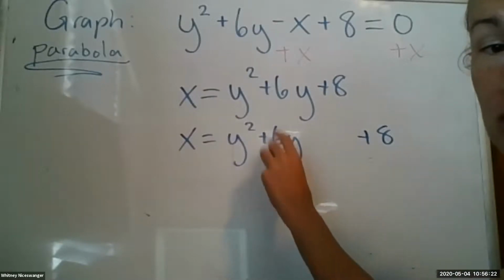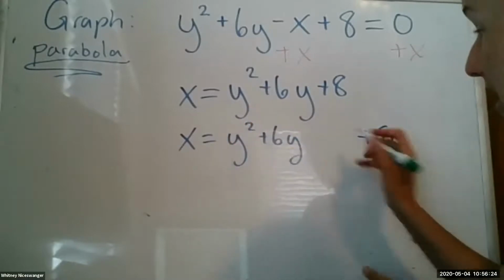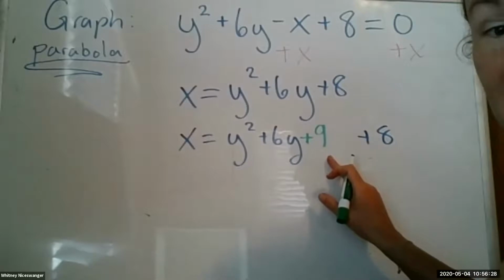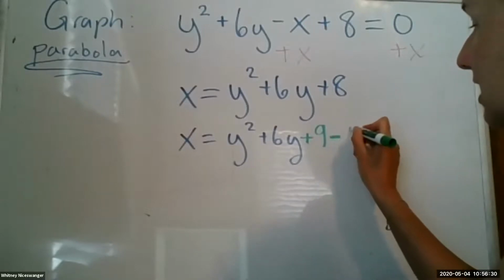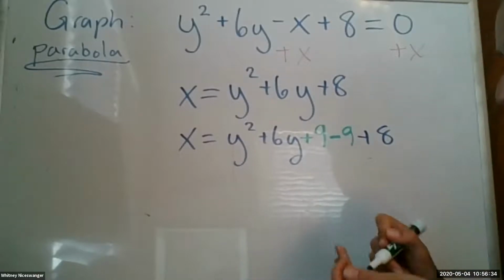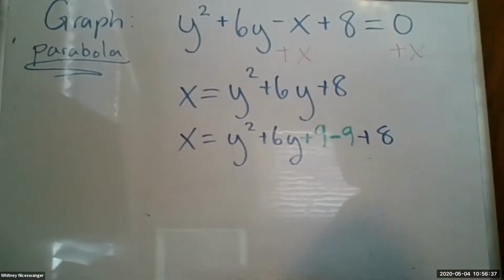6 divided by 2 is 3. 3 squared is 9, so we need a 9 right here. To balance that 9 out, we have to also subtract 9. So that stuff in green, I just added 0, but in a special way.